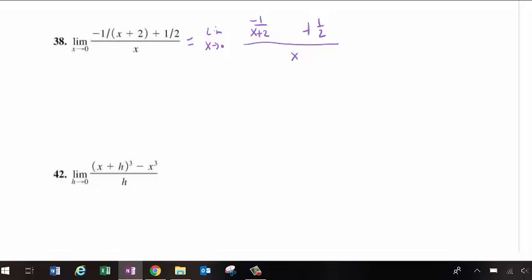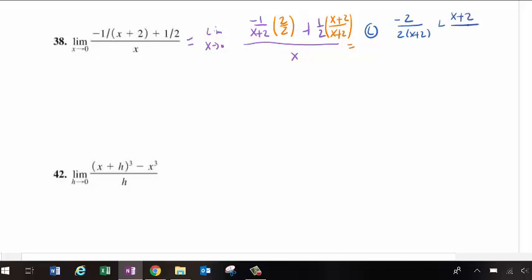So remember, to simplify this one, I'm not canceling. I actually am going to get rid of the complex fraction portion. So I'm going to multiply by the LCD to build the LCD. So this would be multiply the first one by 2 over 2, second one by x plus 2 over x plus 2. So I end up with negative 2 times x plus 2, and x plus 2 over 2x plus 2 in the numerator. So I can collect like terms there. In this case, you can notice that the negative 2 and the positive 2 will cancel when I add them together. So I'll be left with x over 2 times x plus 2.